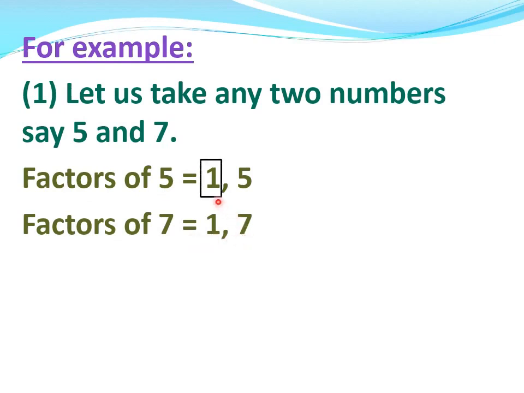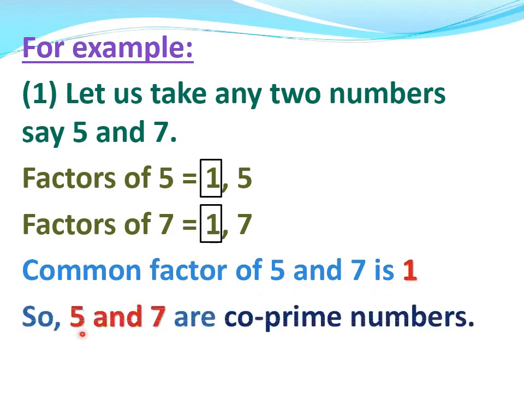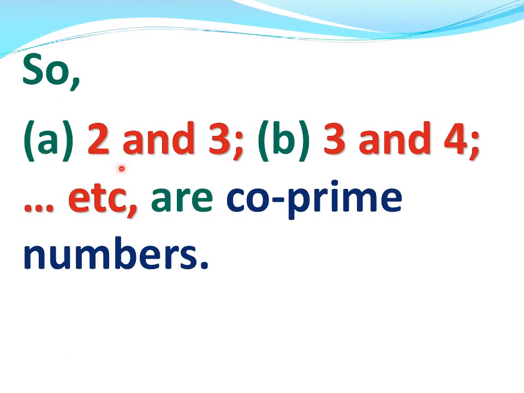It has only one common factor. Mark this 1. Common factor of 5 and 7 is 1. So 5 and 7 are co-prime numbers. So 2 and 3, 3 and 4, etc. are co-prime numbers.